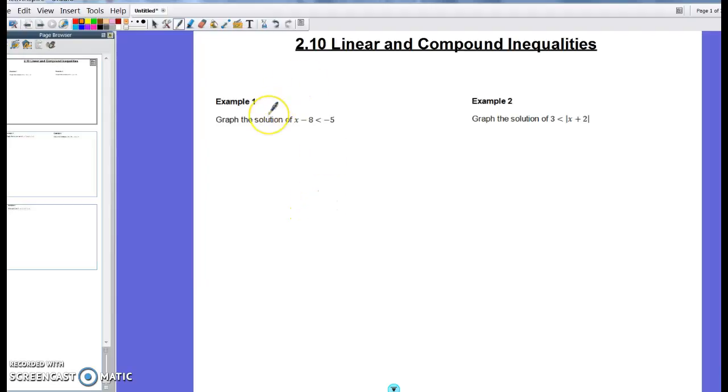So this first example is a very straightforward problem, one that is solved just like you would solve an equation, right? We want to get the variable by itself. So we're going to do the opposite of subtracting 8, which is we're going to add 8 to both sides. And that's going to give us x is less than 3. Negative 5 plus 8 would give me 3.